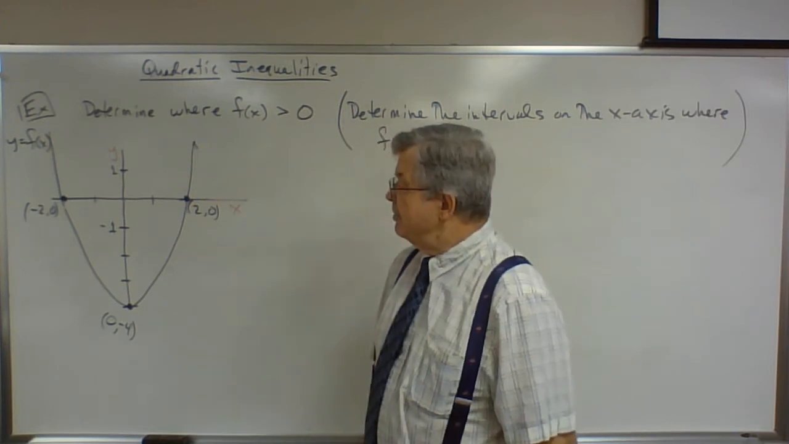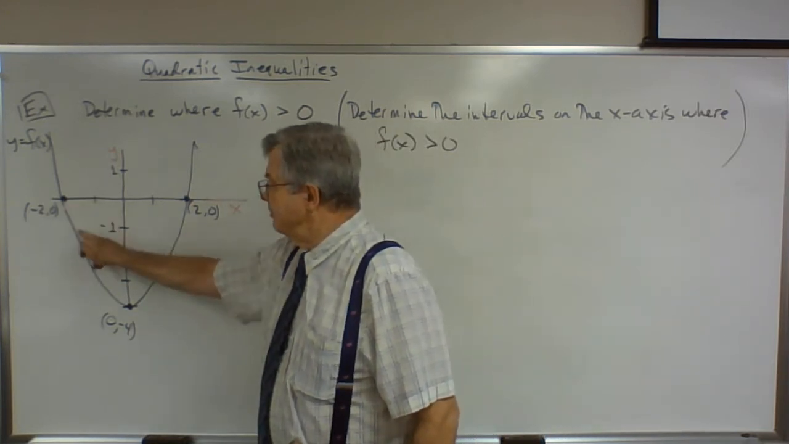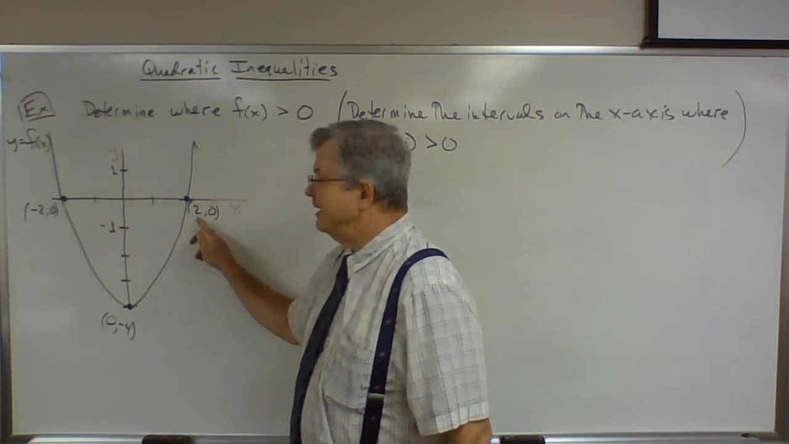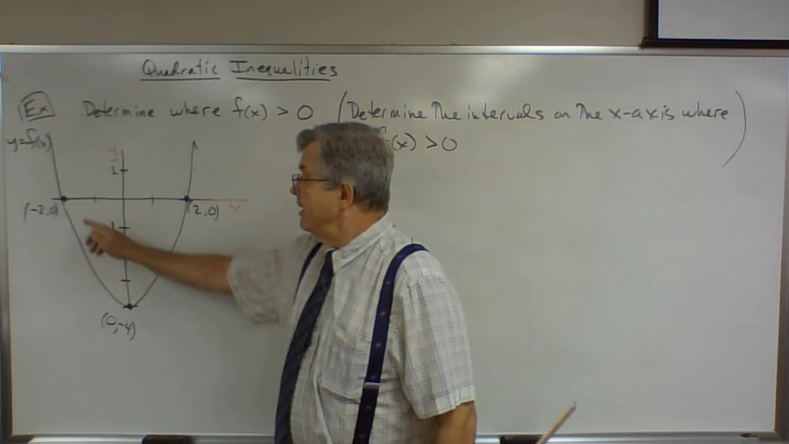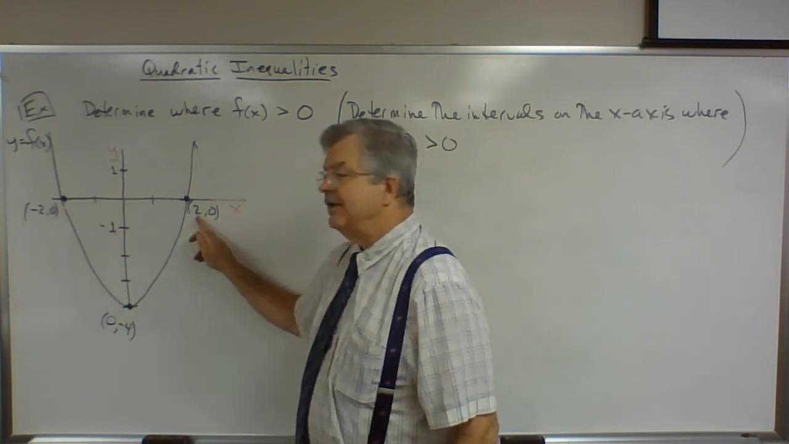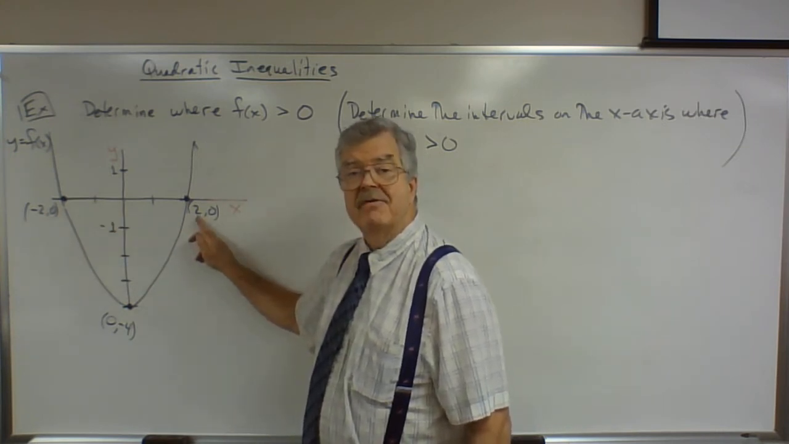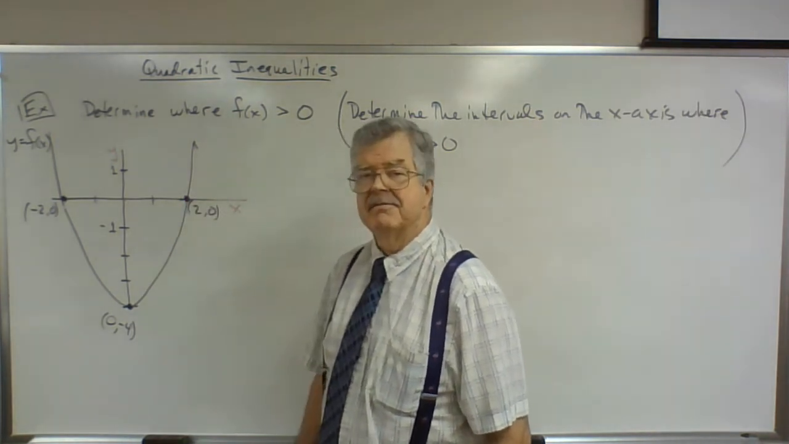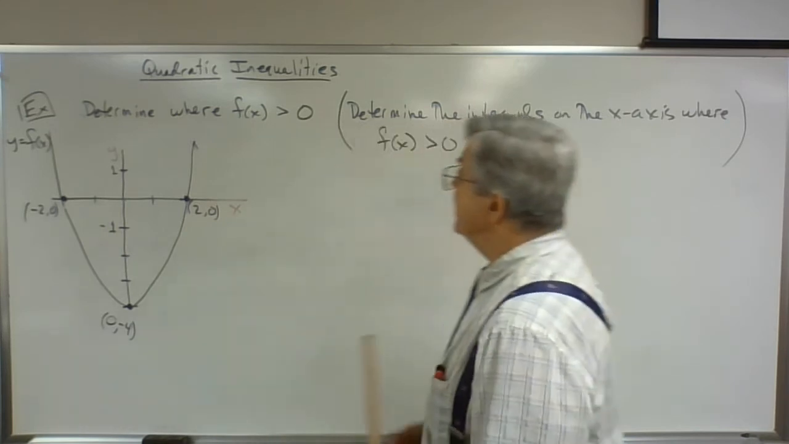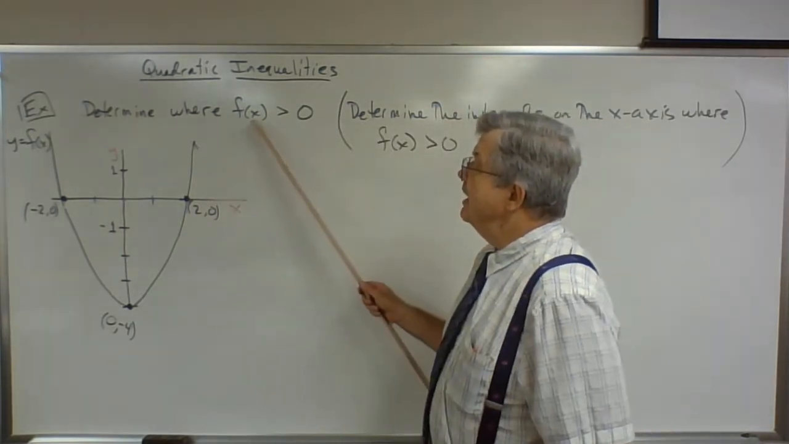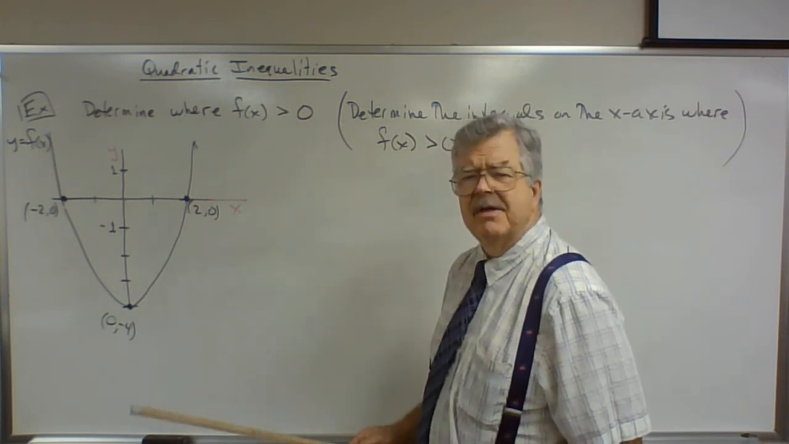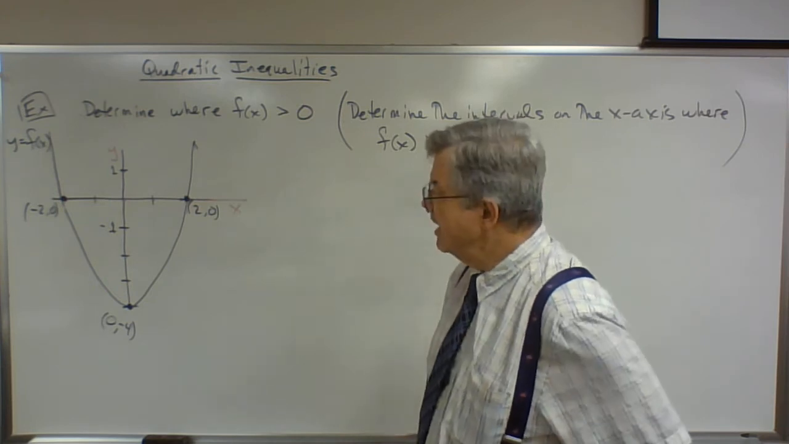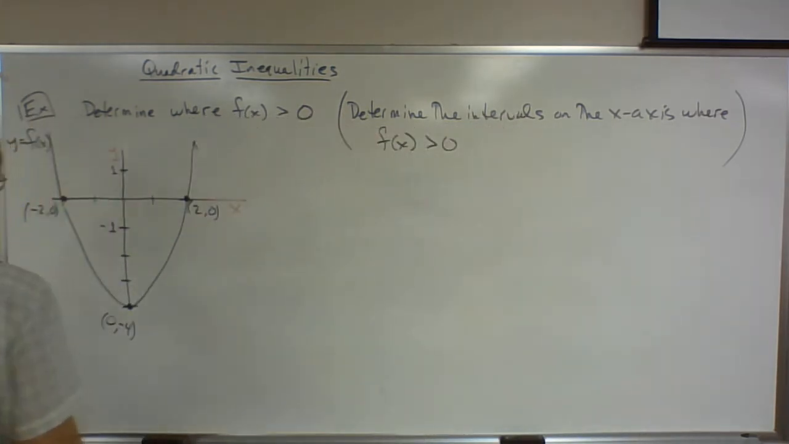In our last example, we already saw that f of x is less than 0 between x equal -2 and x equal +2. Between x equal -2 and x equal +2, the graph of f of x is below the x-axis, so f of x is negative. So it stands to reason that when f of x is positive, the graph of f of x is above the x-axis. And here's what I see.